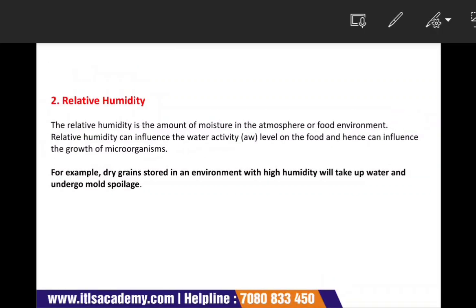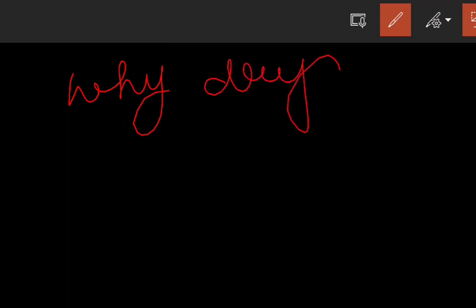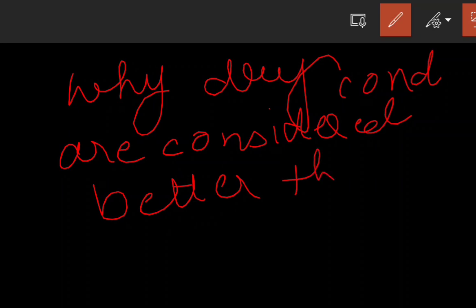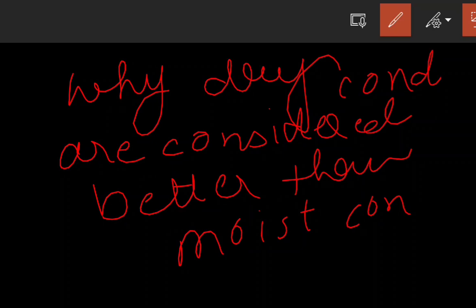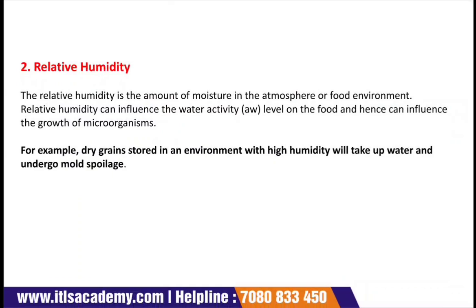So here one question generally arises, and the answer I have already told you, but I am just writing the question. Why are dry conditions considered better than moist conditions? So the answer is the same as what I have just explained. So this is the relative humidity.